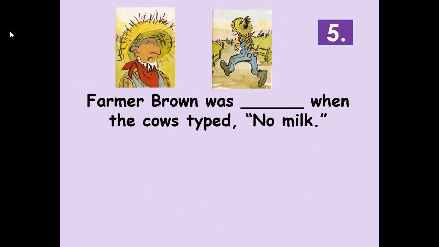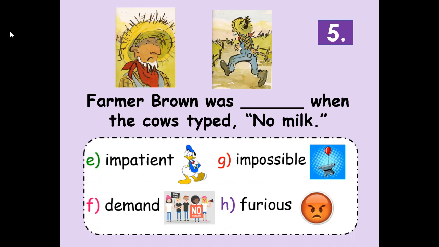Number 5. Farmer Brown was blank when the cows typed no milk. Farmer Brown was impatient when the cows typed no milk. Farmer Brown was demand when the cows typed no milk. Farmer Brown was impossible when the cows typed no milk. And Farmer Brown was furious when the cows typed no milk. What makes the most sense given the picture clues and where the word is in the sentence?